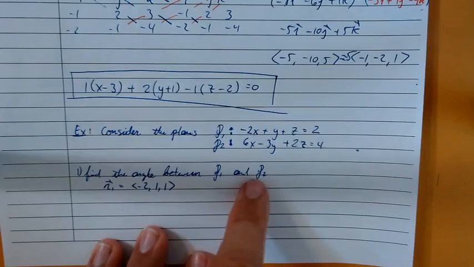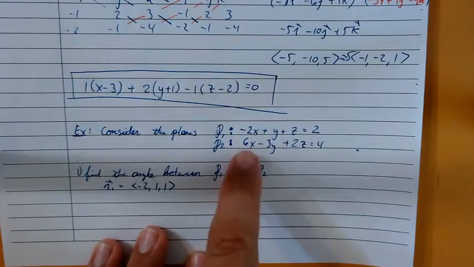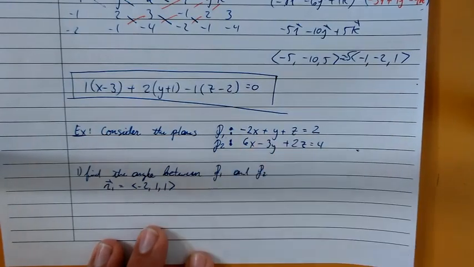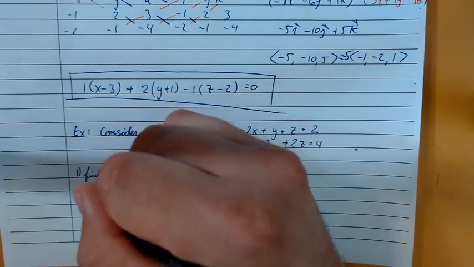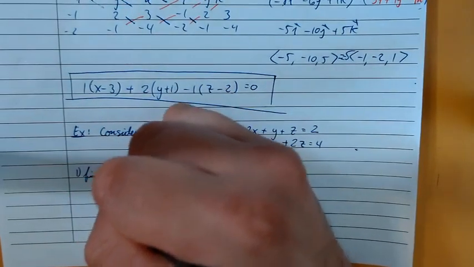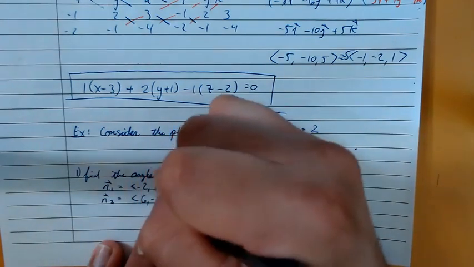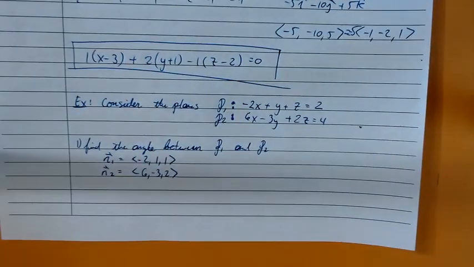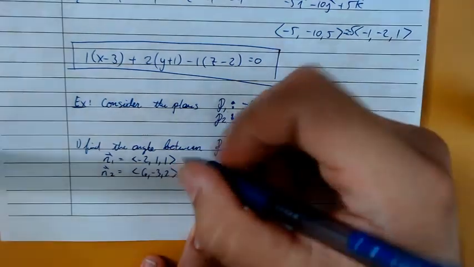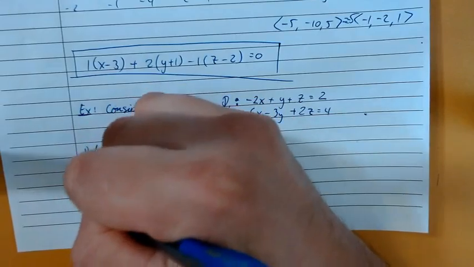Okay. What about the normal vector for P2? Well, that's 6, negative 3, 2. So those are the 2 normal vectors. So now to find the angle between those 2 planes, we simply need the angle between the 2 vectors. Oh, but we know how to find the angle between 2 vectors. We know that the cosine, so let's see here, recall.